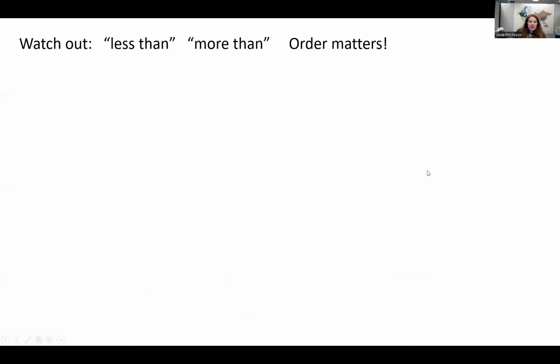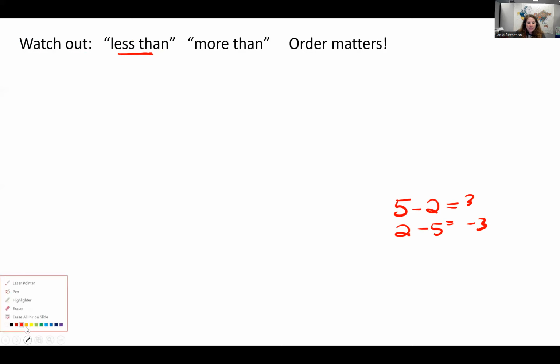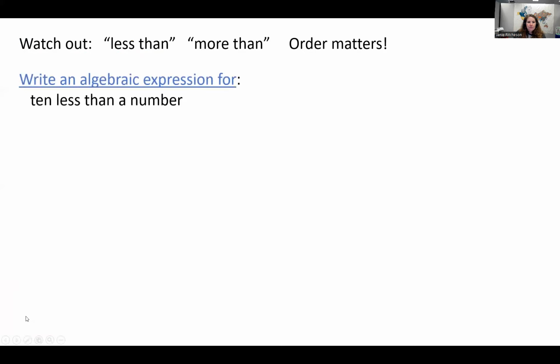Now, there's a couple that are very important to write in correct order. If you are subtracting, if I said, what is 5 minus 2? Does that equal the same as 2 minus 5? No, this is 3 and this is negative 3. So when you're subtracting, the order of the numbers matters a lot. And so the expression "less than" is a tricky one, because you actually are going to flip the order of the numbers written in a word phrase. Let me show you what I mean.